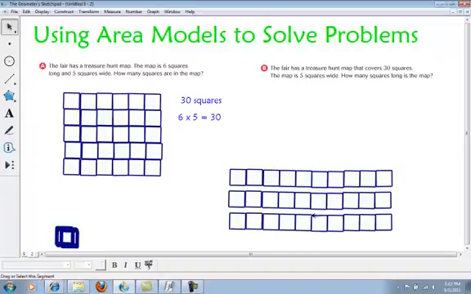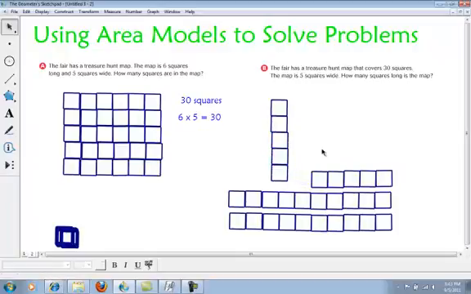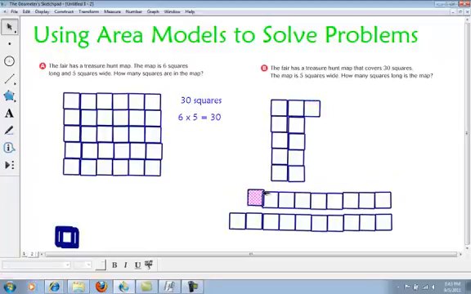So I'm starting with 30 squares, and it tells me that the map is 5 squares wide. So I'm going to show it as 1, 2, 3, 4, 5 squares wide. They want to know how many squares long is the map. So I can continue to put my squares here to show the area of 30 squares. And then I can see how many squares wide my area will be.